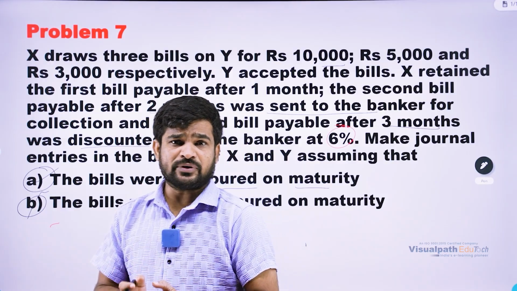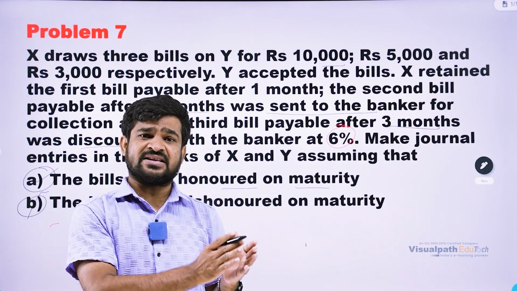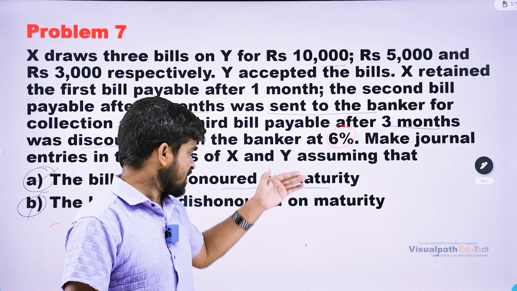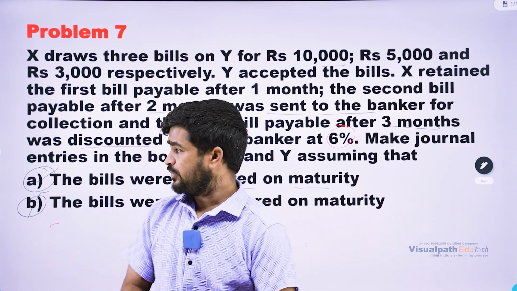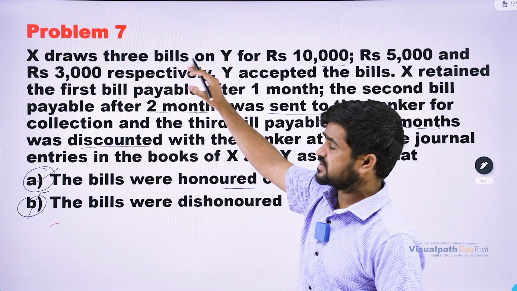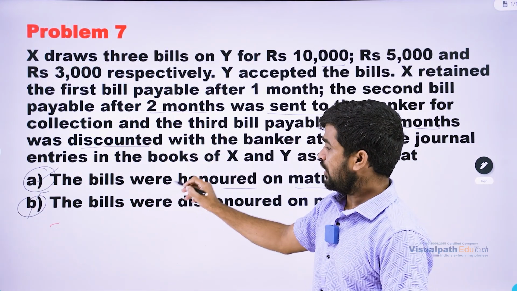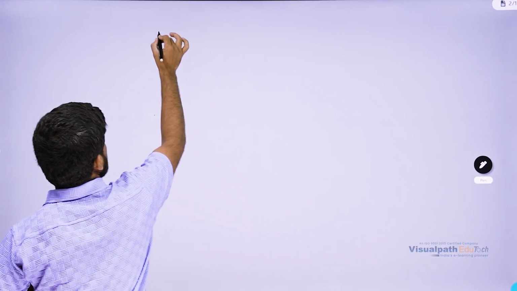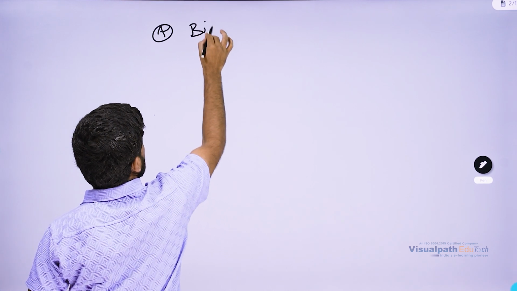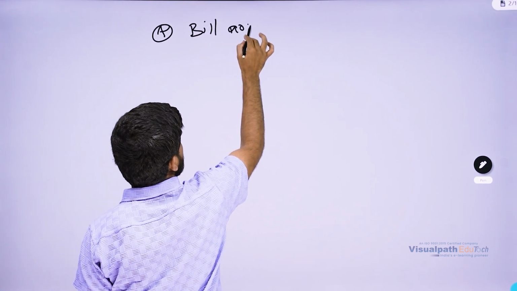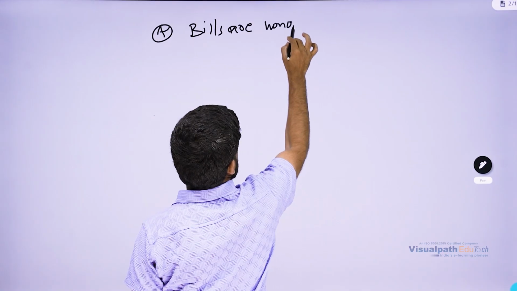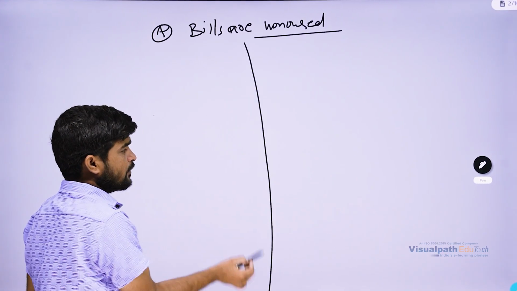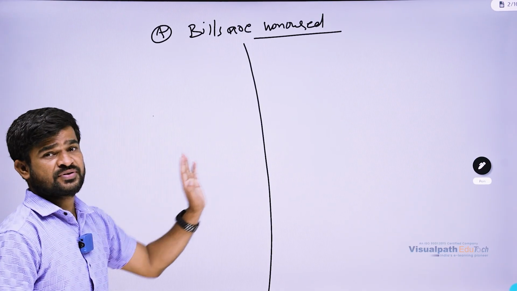So this is the best example question to understand the difference in accounting treatment between bill honor and dishonor. Let's discuss condition 1 and 2 respectively with the example of this question, where three bills are prepared. If it is honored, we will discuss first. Let's discuss condition A, when the bills are honored. What journal entries will we write in the books of both parties, in the books of drawer and in the books of drawee?